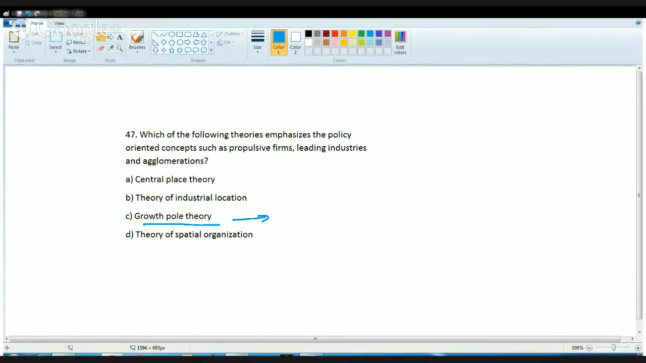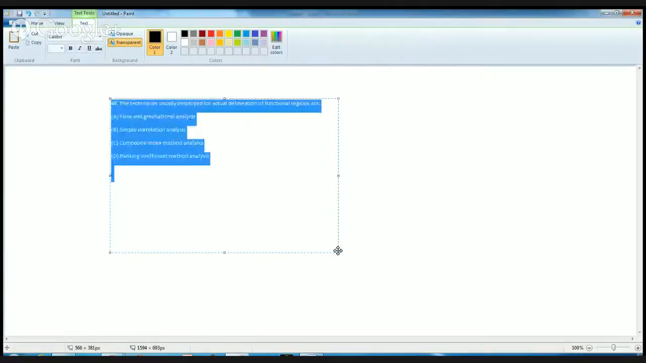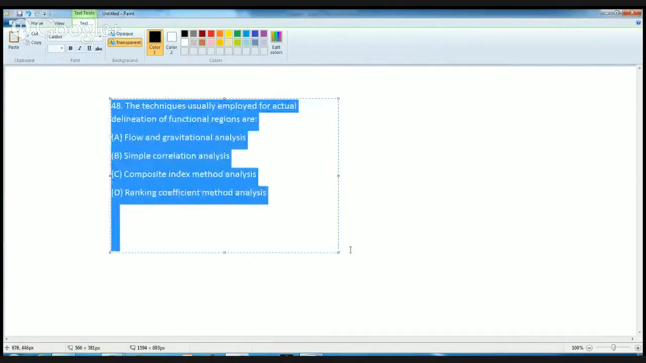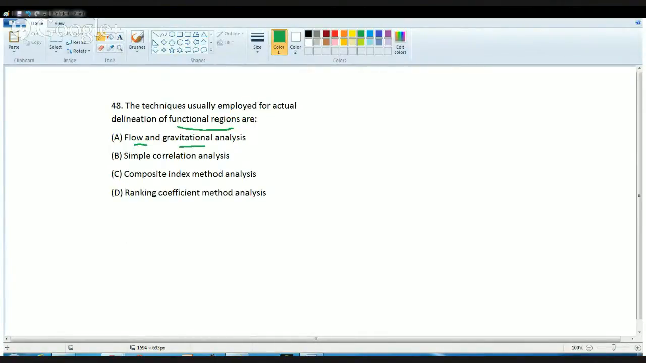The next question talks about delineating a functional region. Now, as we know, regions are of various types. You have functional regions and formal regions. Delineation of a functional region, which is based on some function, is very important. So a functional region can be delineated based on two basic techniques: the flow analysis and the gravitational analysis.